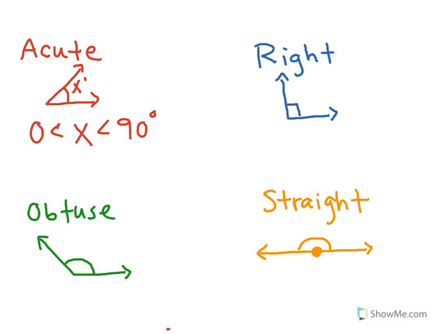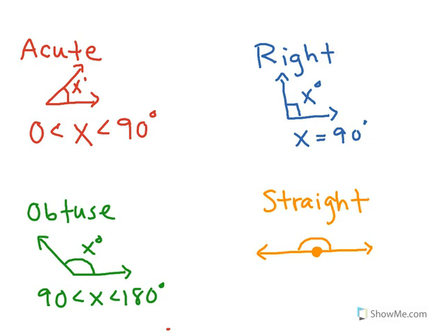In order to be a right angle, X has to be exactly 90 degrees. And right angles have a special notation for their angles in which it is a box. So if you look in the picture, it's not a curve like the other pictures. It's a little box. And then we have obtuse angles, which have to be greater than 90 degrees, but less than 180. Once again, it can't be equal to either of those, just in between.